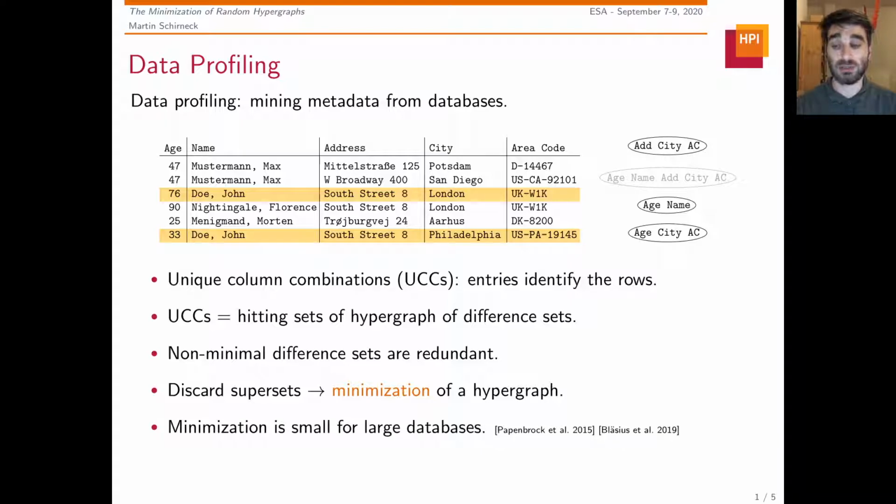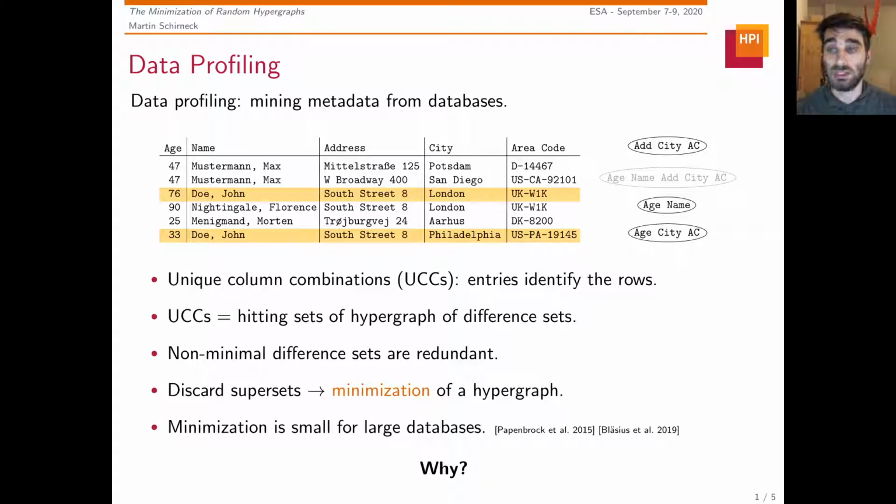And the observation in practice is that these minimizations are very small, much smaller than the original databases. And we wondered, why is this the case? On one hand, this is a very interesting property. On the other hand, if we know that the minimization of a hypergraph is small, we can compute it faster. So there are some worst case lower bounds known based on the orthogonal vectors conjecture, but if we know that the minimization is usually small, we can beat these lower bounds in the average case.